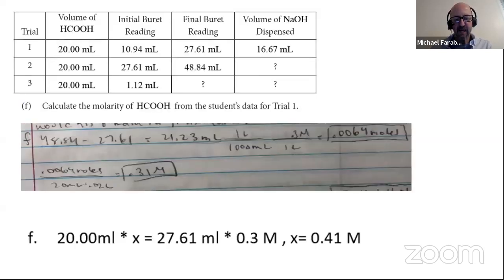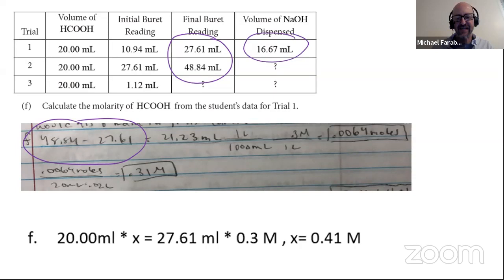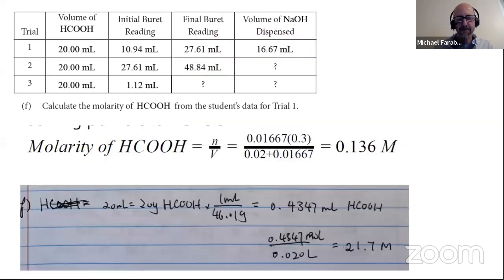Some other misconceptions would be the person that did this calculation was using the final burette readings from trials 2 and 1 instead of using the volume of the titrant in trial 1. And then this person down here, they used the final burette reading instead of the volume of titrant. So that's a mistake from reading the table.